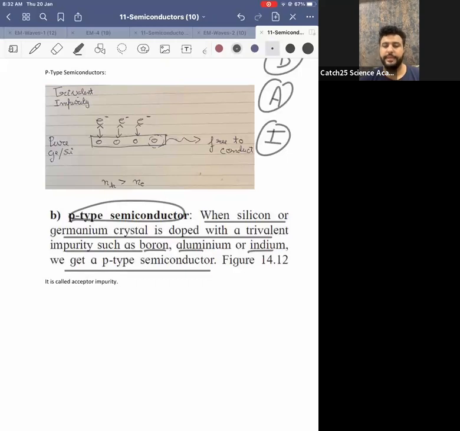Next, in this type of semiconductor, number of holes is greater than number of electrons. Okay, Veer?